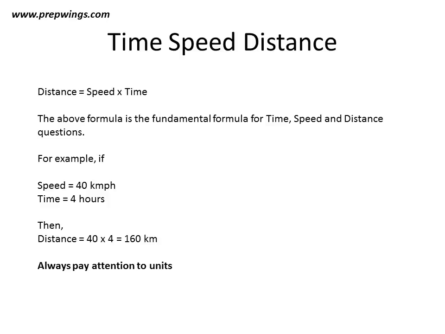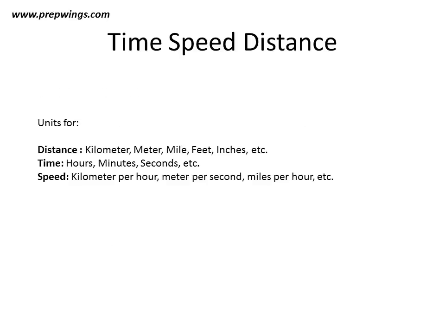Keep in mind that all the units are consistent. What this means is, if distance is in kilometer, time is in hour, speed will be in kilometer per hour. Now over here we see few units for distance, time and speed. Distance can be measured in kilometer, meter, mile, feet, inches, etc. Time can be measured in hours, minutes, seconds, etc. Speed can be measured in kilometer per hour, meter per second, miles per hour, etc.